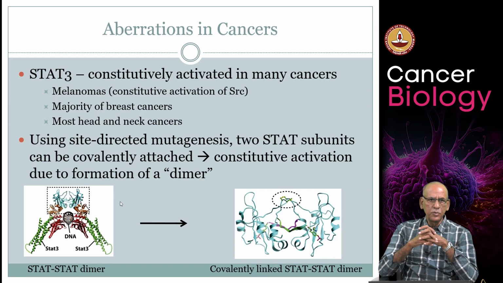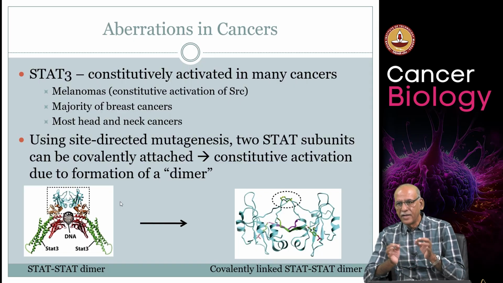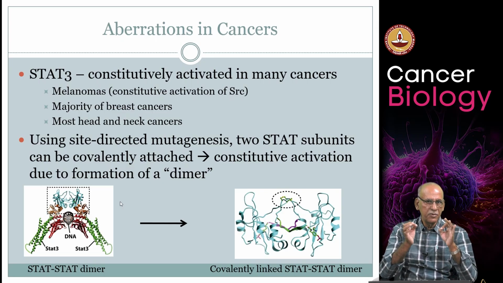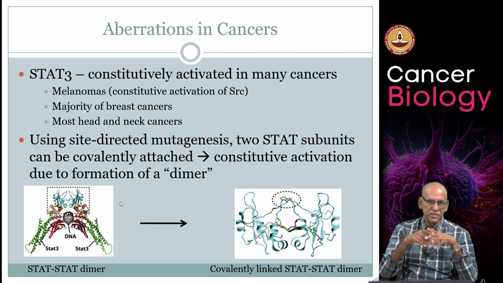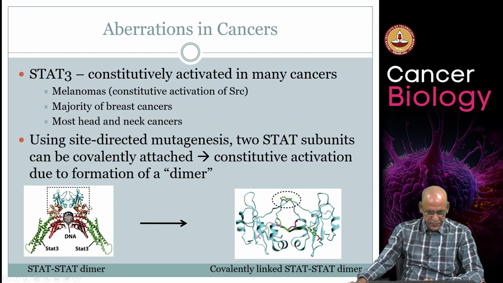people have tried to do certain site directed mutagenesis of 2 STAT subunits, to prove the point that dimeric STAT is very active. So, people have artificially attached 2 STAT subunits covalently, and that acted as a constitutively active dimer. So, that is what is shown as the so called butterfly structure, and that gets activated. STAT3 dimers are activated. Okay.